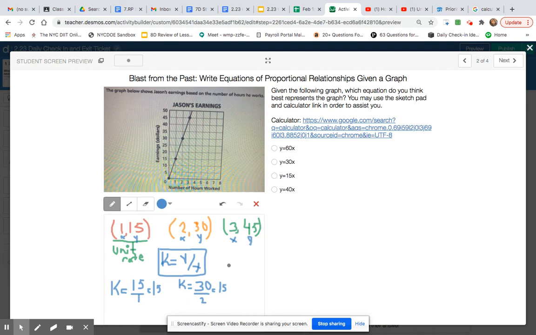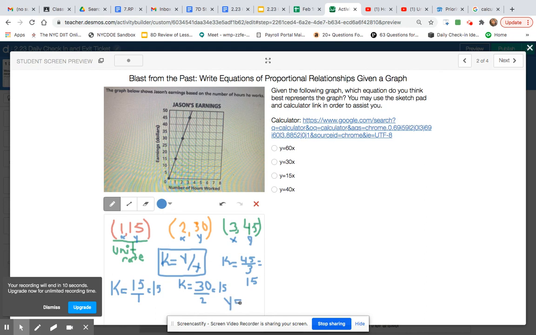And then for the last one, 3 comma 45, same thing. I'm just going to bring it up here. K is equal to y. My y is 45. My x is 3. 45 divided by 3 is 15. So remember, equations are written in the form y equals kx. So in this case, that's going to be y equals 15x.